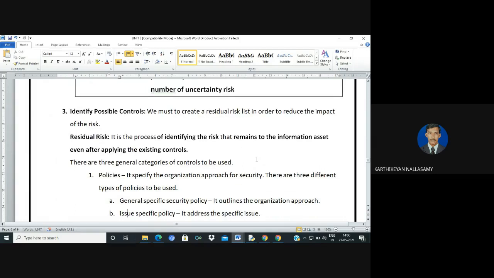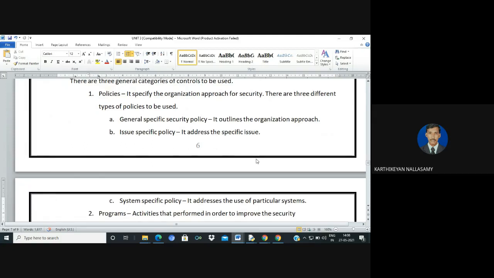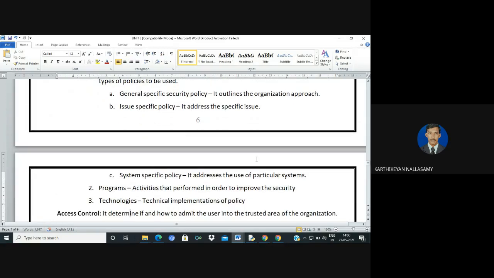So there are different kinds of strategies we use. One is policy. Do you know what a policy is? There are different types of policy: general security policy, issue-specific, and system-specific, which was already discussed and will be discussed in the forthcoming syllabus. Next, what activities are we going to use inside the organization for control, and what types of technologies are used.